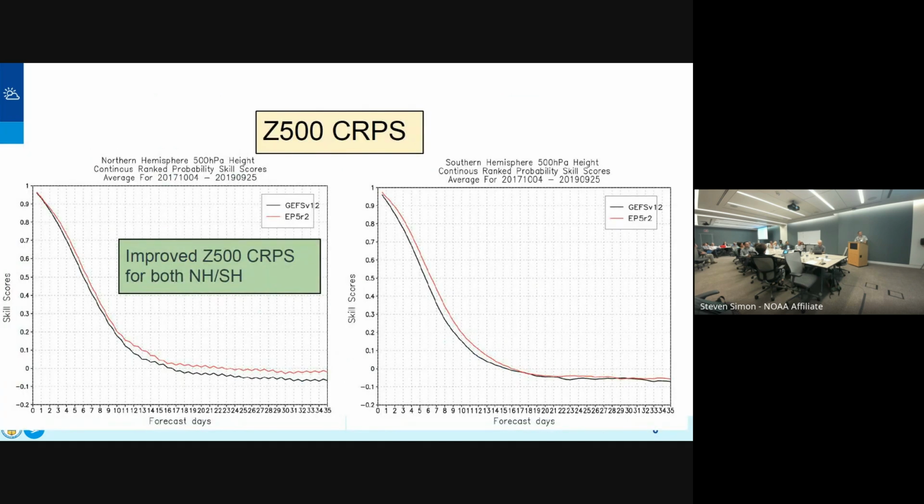These are very preliminary results from EP5R2, and you're going to see more results from EP5R2 in this session in the following presentations. Here shows the 500 millibar height CRPS skill. On the left is northern hemisphere, on the right is southern hemisphere. You see the GEFS 12 in black, and the EP5R2 in red.